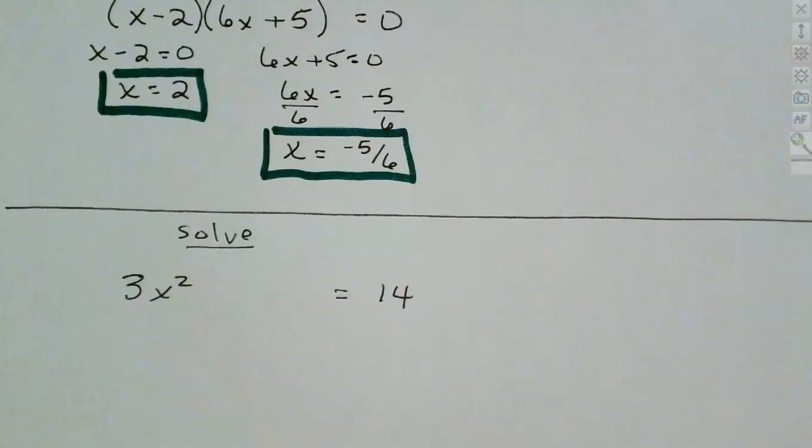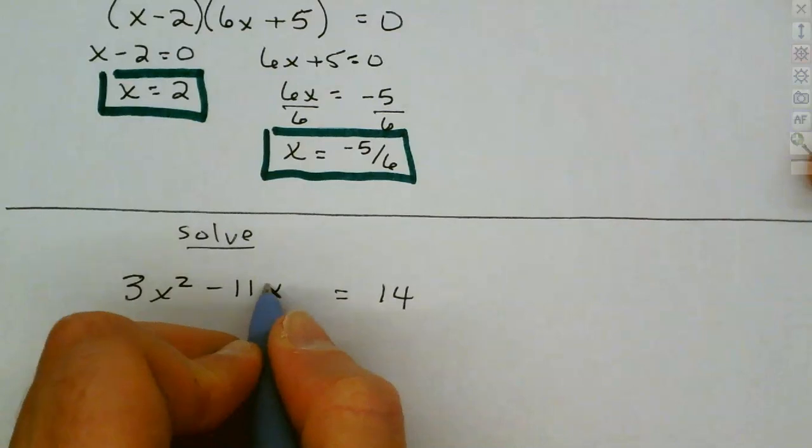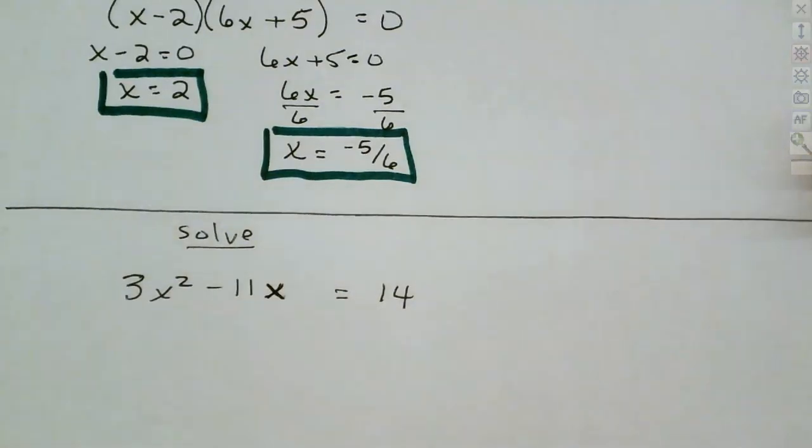Something that'll work here. Let's see. How about we make it minus 11x in the middle. So this one will have a little bit more challenging numbers. Not much, but it should still be pretty easy to deal with and factor. Okay, we're going to try to solve this again.